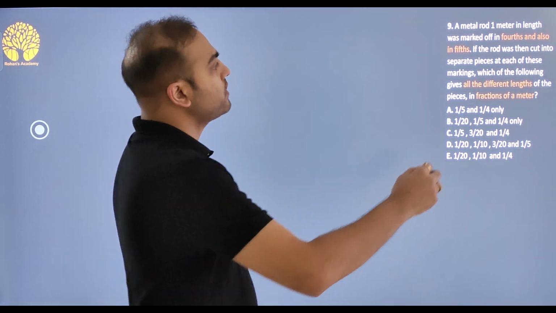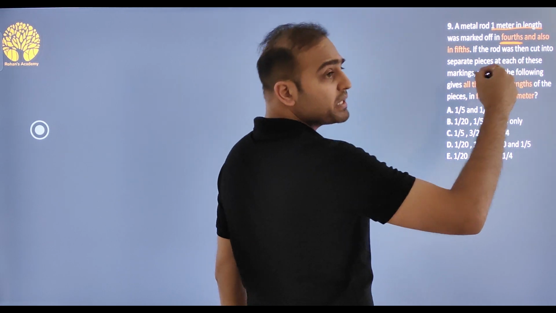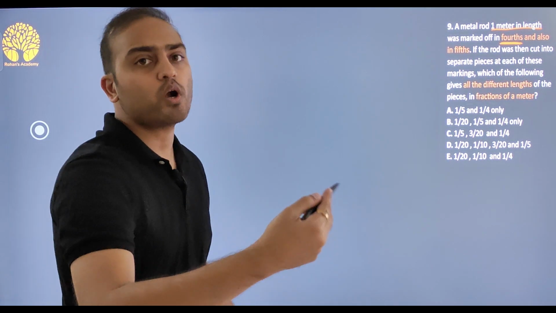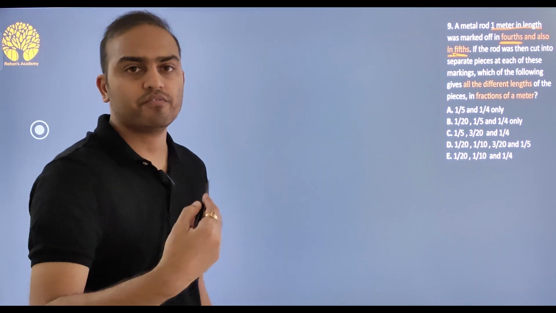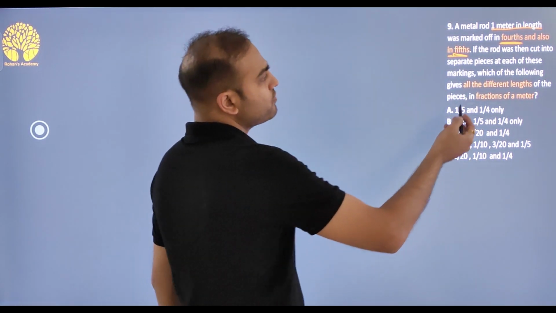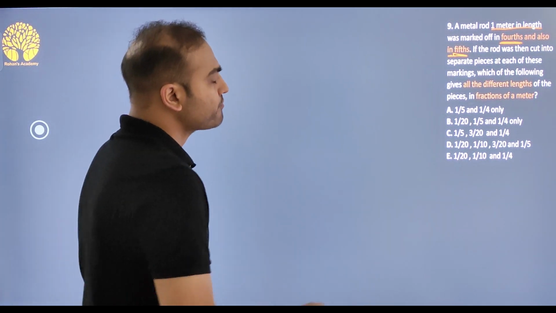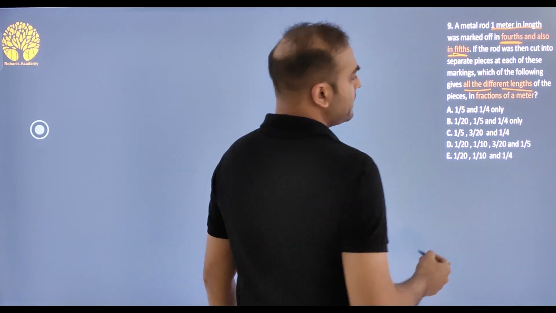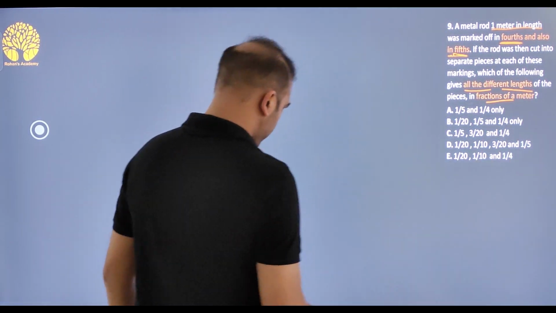Moving on to the next one, we have 1 meter in length marked in fourths. Fourths means 1/4, so quarter. And fifths again means 1/5, 2/5, like that. So we have a 1 meter length rod. It's cut into separate pieces. We need all different lengths of the pieces as a fraction of meter.